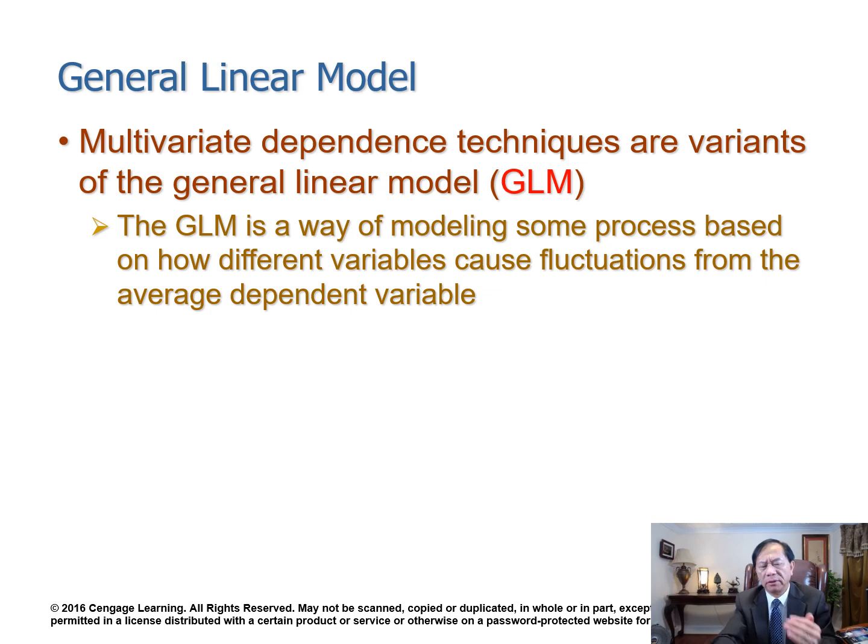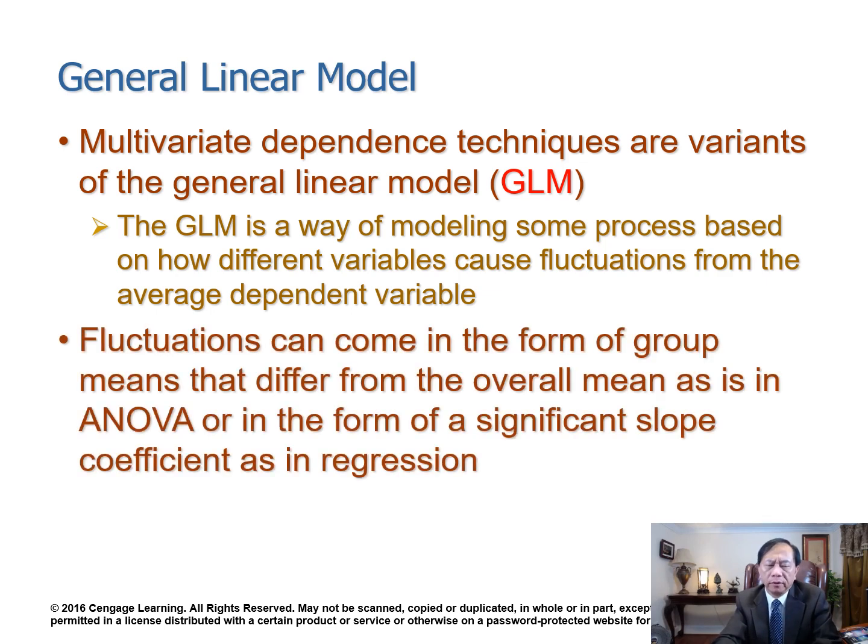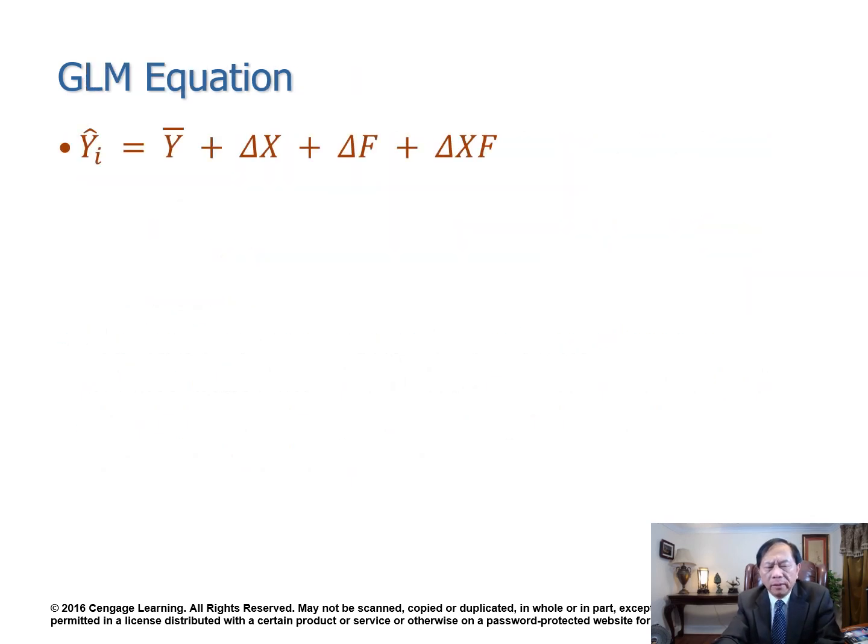from the average dependent variable. Fluctuations can come in the form of group means that differ from the overall mean, as in the case of ANOVA, or in the form of a significant slope coefficient, as in regression. I just need you to have some working knowledge of this, and then you'll be okay. The general linear model equation is this, right?